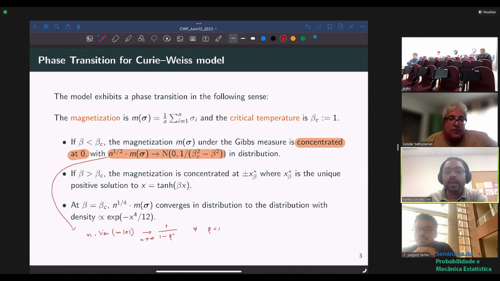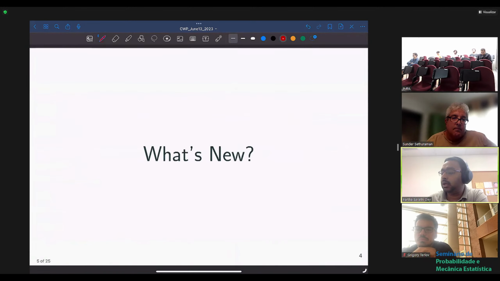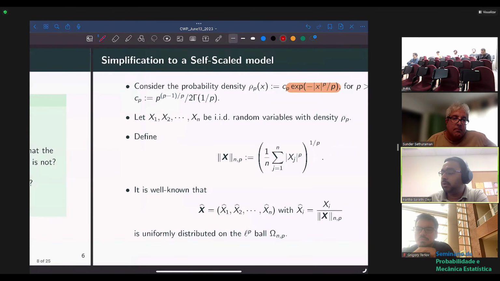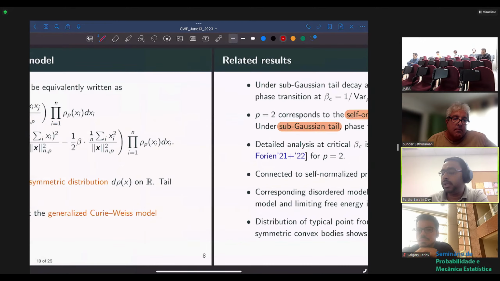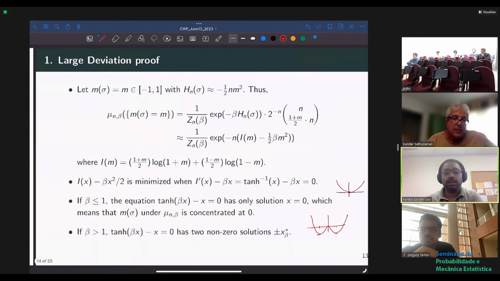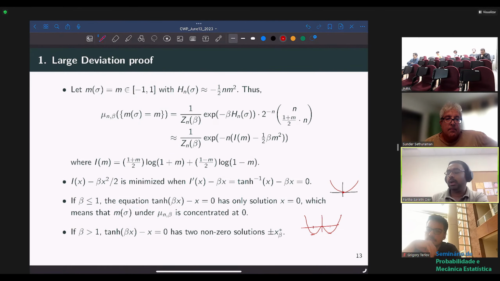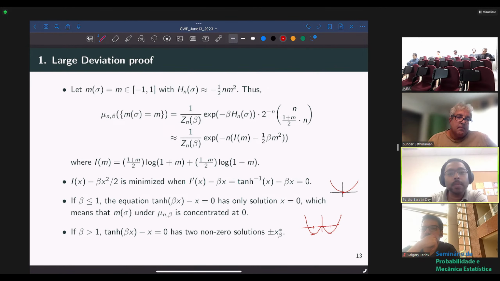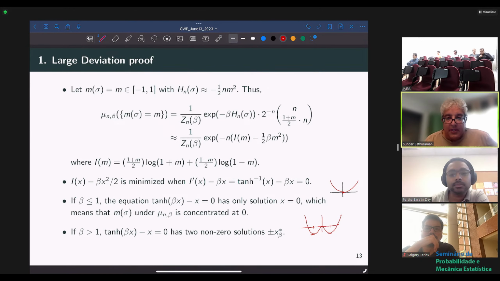And when the external field is non-zero, there is no explicit formula, but one can show that there is an asymptotic normal behavior. Here we are focusing on h equal to 0, but if h is non-zero, one can get a similar equation: x equal to tanh(beta x plus h), and this has a unique solution. Then one can prove a Gaussian fluctuation there. Okay. Any other questions? Thanks, Partha.